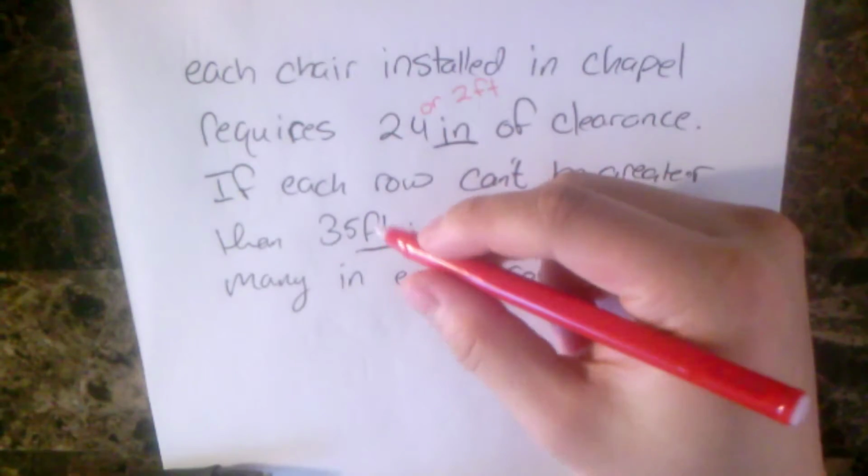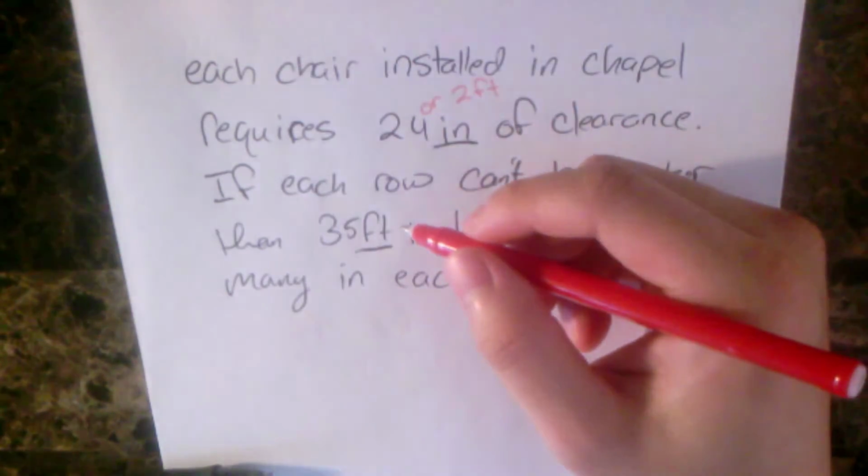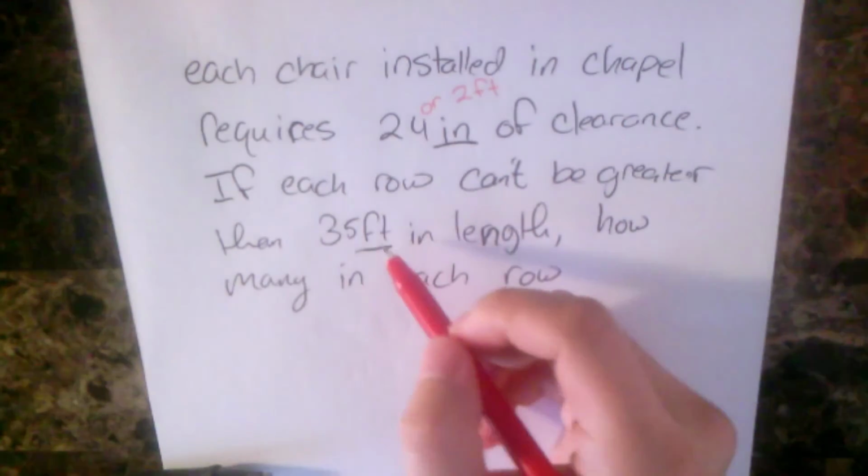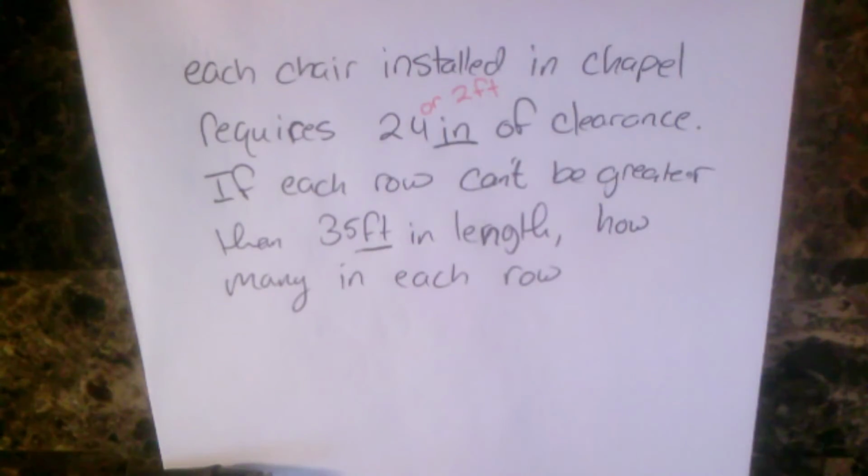If on the other hand you wanted to change the feet into inches, you would just take that value and multiply by 12. So that's going to give you, what is that? It's like 420. Let me grab a calculator real quick. So 12 times 35.